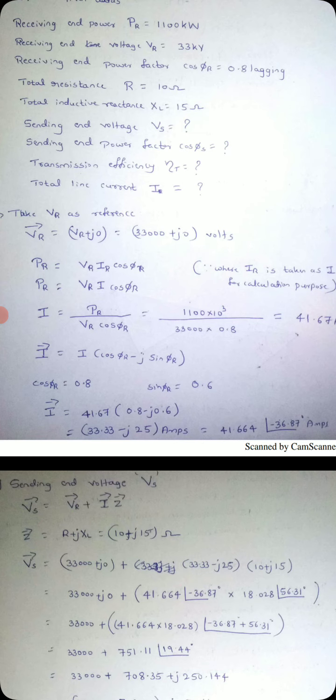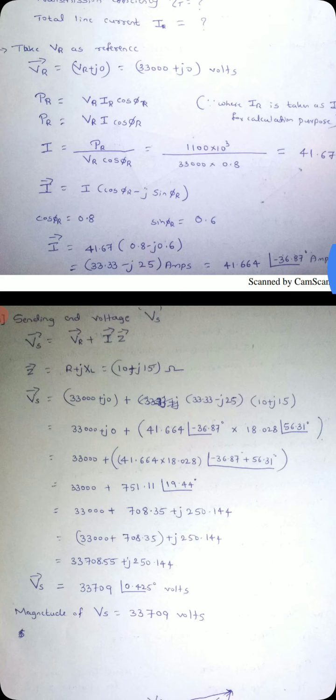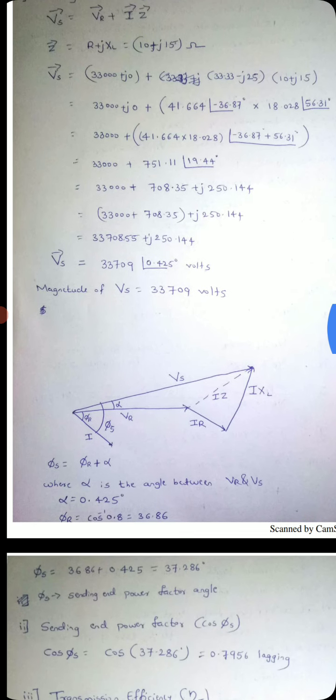Now Vs is equal to Vr vector plus I Z vector. Z is equal to R plus jXL, that is 10 plus j15, and Vs is equal to Vr plus IZ. By putting all the values, I get Vs as 33709 at angle 0.425 degrees. So the magnitude of the voltage is 33709 volts.